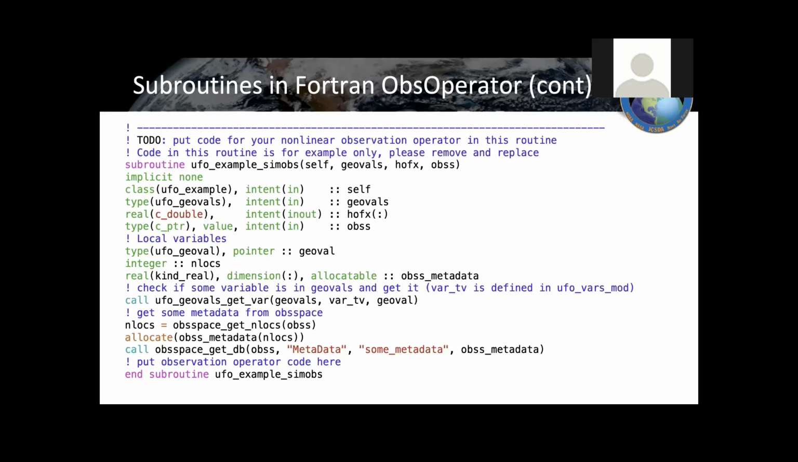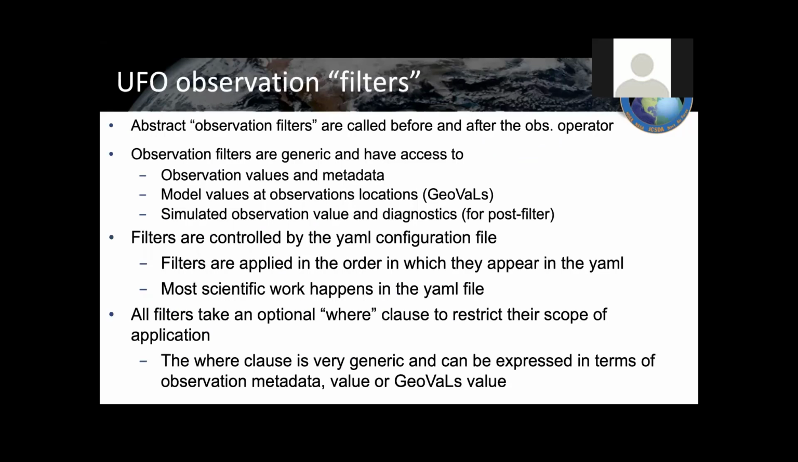Anyways, enough about observation operators. There are some other parts of the UFO that are extremely interesting, including the observation filters, and that's what I'm going to talk about for the rest of this presentation. So quality control in JEDI is handled through these observation filters. Just like with operators, these filters are written to be generic, and generic filters don't depend on any specific observation types and are configured through YAML. They can be applied either before or after the operator.